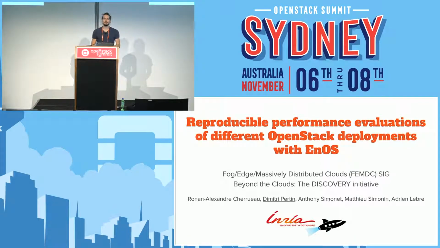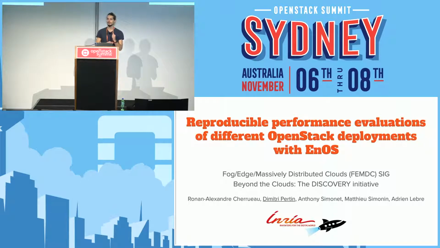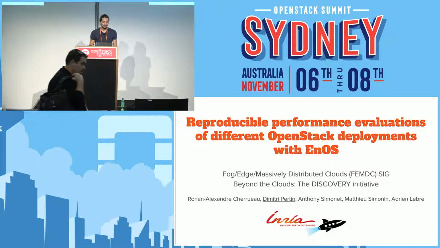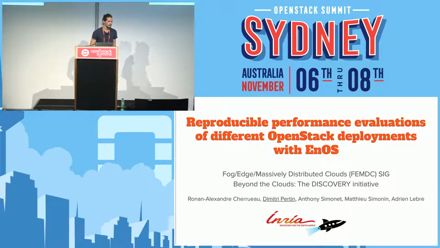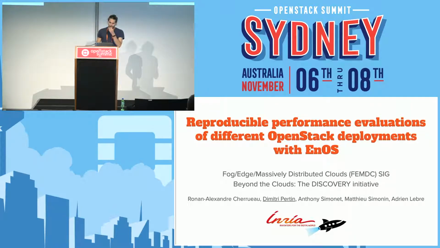So, good afternoon, everyone. I am very glad to be here to present this talk about reproducible performance evaluation of different OpenStack deployments using our framework, which is called EnOS. So EnOS has been part of the action accomplished by the Fog Edge and massively distributed cloud special interest group, and has been mainly developed by academic people listed in this slide, who are people from the Discovery Initiative at INRIA.